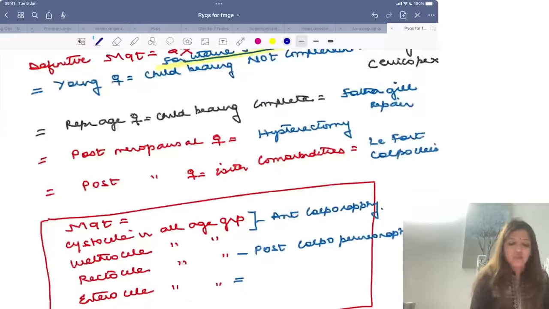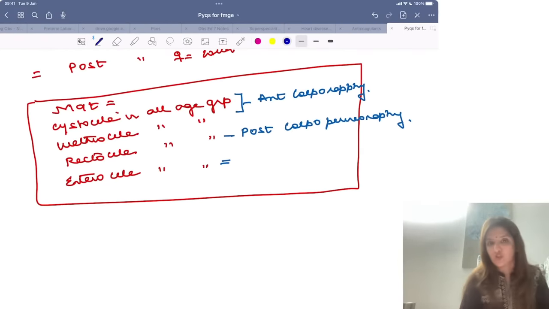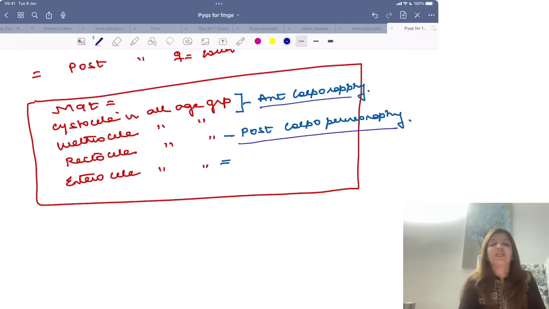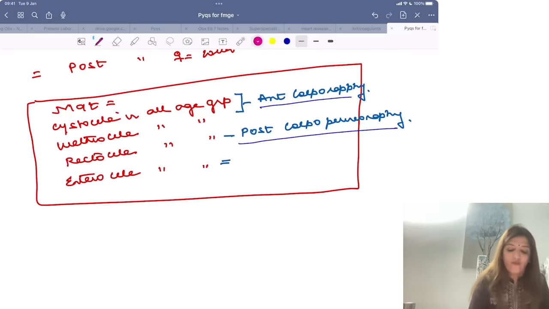What if they ask you what is the management of cystocele? Now, whenever they ask you, management of cystocele in all age groups is anterior colporrhaphy. Similarly, management of urethrocele in all age groups is anterior colporrhaphy. Management of rectocele is posterior colpoperineorrhaphy. And management of enterocele is Moschcowitz repair.